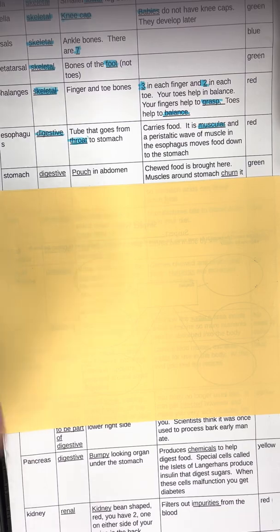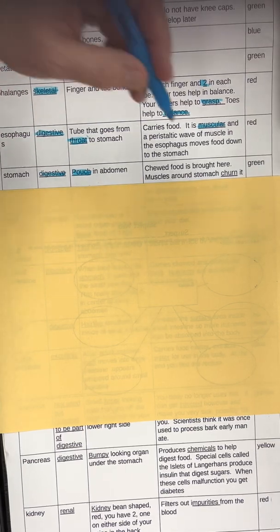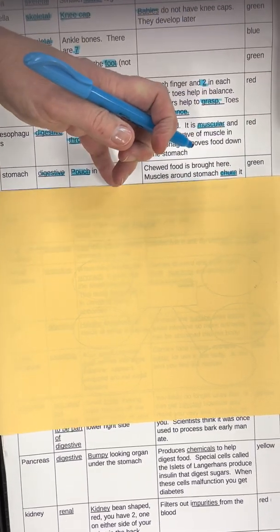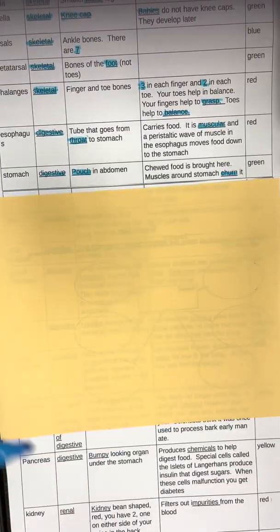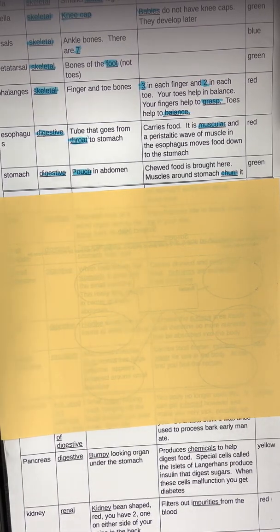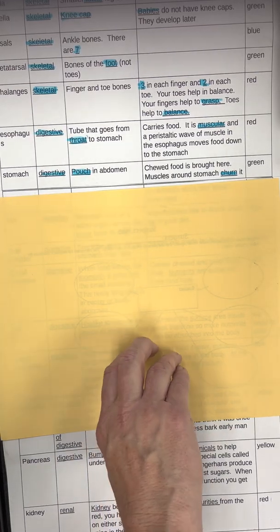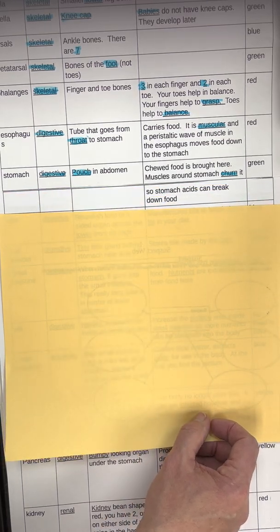The stomach is also digestive. It's a pouch in the abdomen. Chewed food is brought here. The muscles around the stomach churn it. So when you have an upset stomach and it really feels like it's gurgling, it's probably literally the muscles in your stomach trying to mix that stuff up. If you've got something bad in your stomach, it's trying to mix it in with the rest of your stomach to dilute whatever's bad. So stomach acids, it says muscles around the stomach churn it, so stomach acids can break down food.